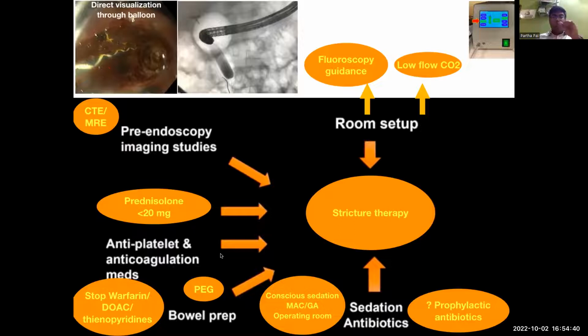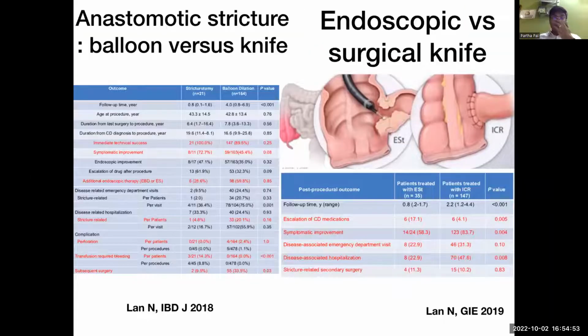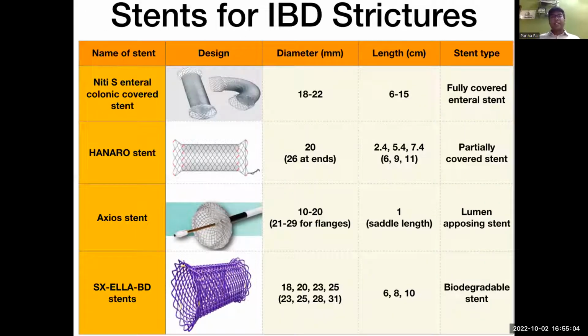Low flow oxygen and fluoroscopy guidance are important, but you may not use fluoroscopy. Usually you should stop warfarin, and prednisolone should be tapered to less than 20 in these strictures. And these are studies that compared balloon versus NIC, and also stricturotomy with ileocolonic dissection for anastomotic stricture in Crohn's disease. And these are the different stents.